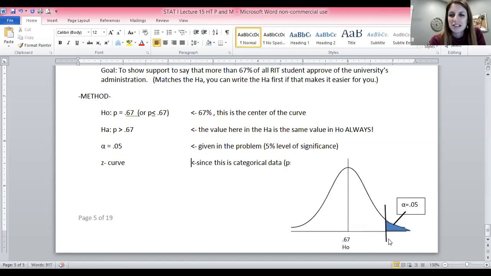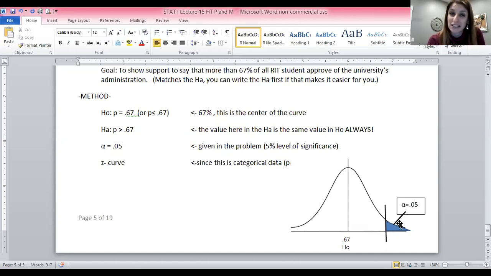We don't know what this stands for quite yet, okay? It's just telling me my area to the right, we don't know what that value is just yet. And we won't really know what that value is, but we're going to find out another value, which we'll get to in another lecture. But I just wanted to let you know. So right here is my 5% in my tail on the right side.